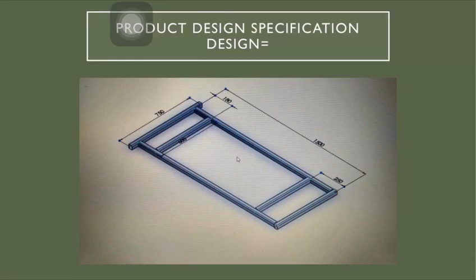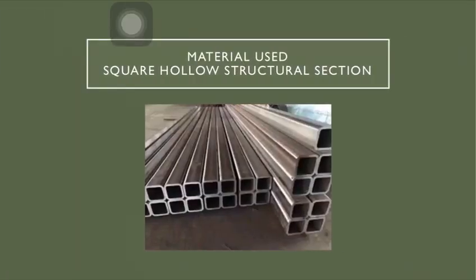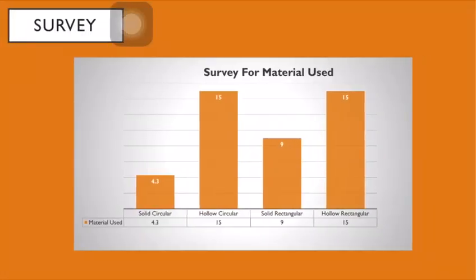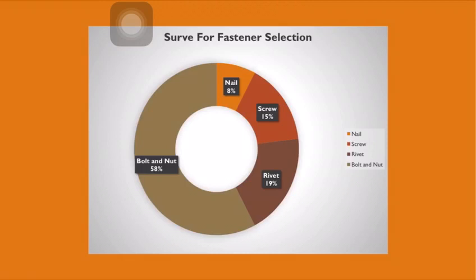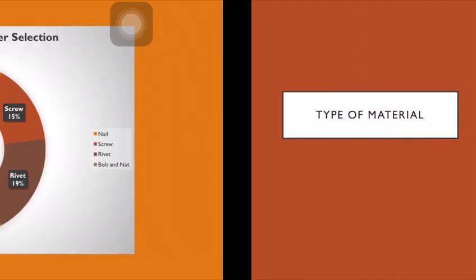Okay, this is the product design specification, the design. As you can see from the picture, we just took the design from the slide given by Sir Najmi for the chassis. And the material used for this chassis is just square hollow structural section. We did some survey to conclude which material used and which shape used. This is for the survey for fastener selection.